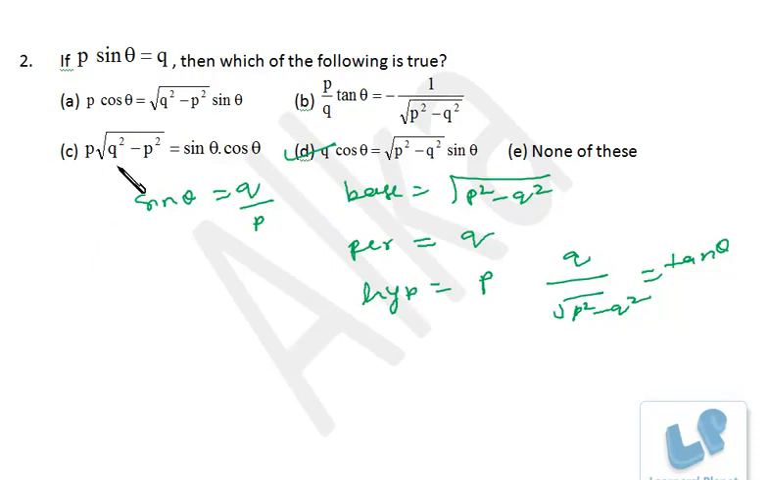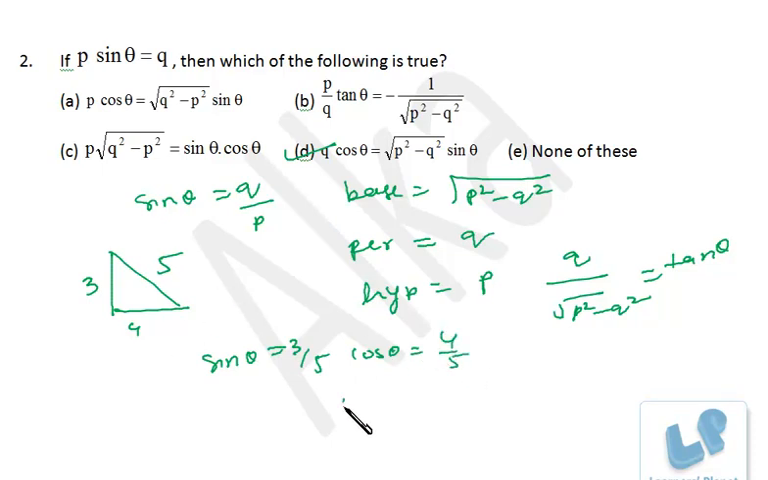Sometimes friends, to save time, you can assume the values of p and q, right? You just take a standard right angle triangle, that's 3, 4 and 5. So this is 3, this is 4 and this is 5, right? So over here sine theta is what? 3 by 5. Cos theta is what? 4 by 5. And tan theta is what? 3 by 4. This is a standard right angle triangle, right?